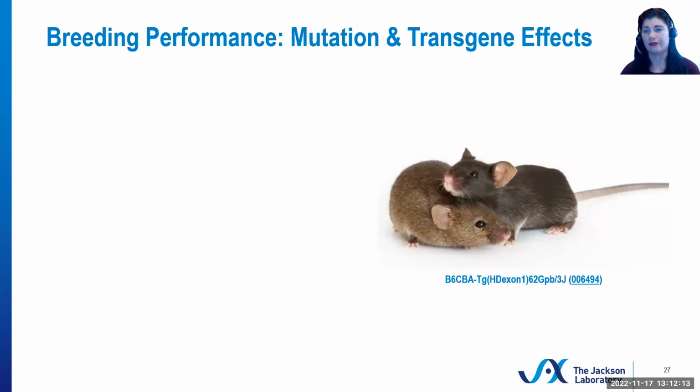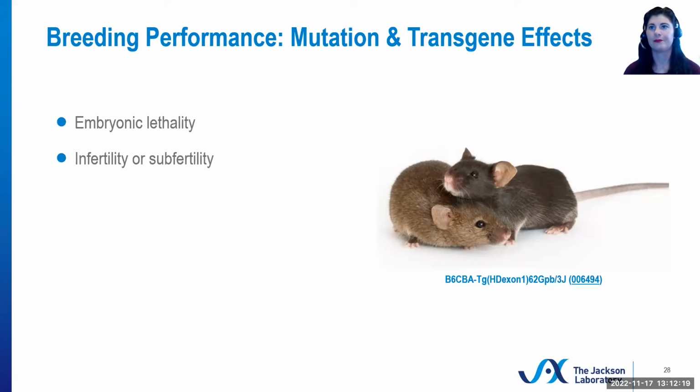Aside from genetic background effects, genetic engineering, such as mutations or transgenes, can also affect breeding performance. Mutations or transgene effects can lead to embryonic lethality or infertility, leading to no litters, small litters, or pre-wean mortality. For example, stock 006494, shown here, shows difficulty in caring for their pups due to the disease onset.